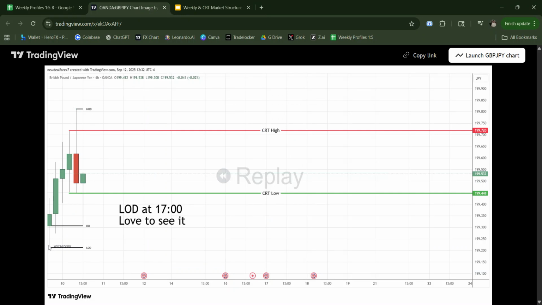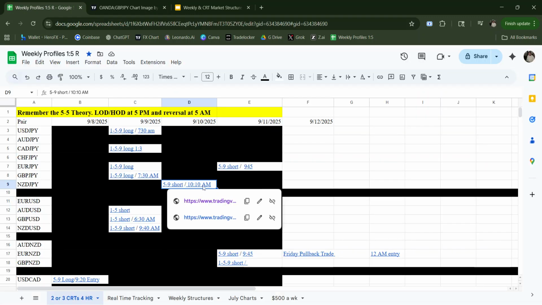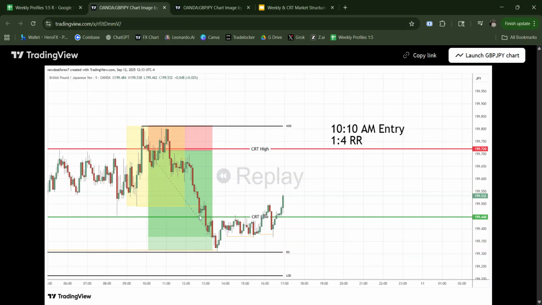So again, we noticed the low of the day is at 5. So seeing that, obviously, if we're looking for a 5-9, we'd like to see the 5 o'clock 4-hour candle create the high of the day, which it does, and then drop. So let's take a look at our best entry. It would have been at 10:10 a.m. right here. Anywhere here, just a basic double top or M pattern, however you want to call it, around the range top. Went down, gave 1 to 4 risk to reward before it started to retrace. So we love to see it.